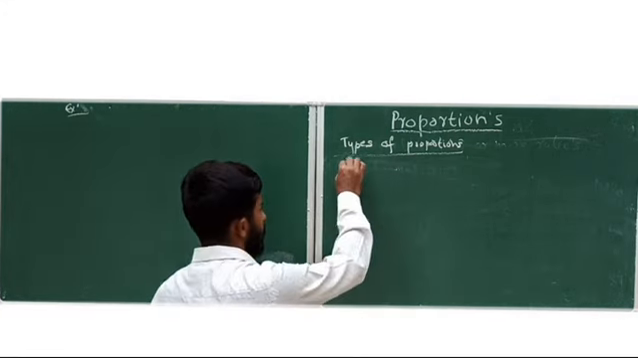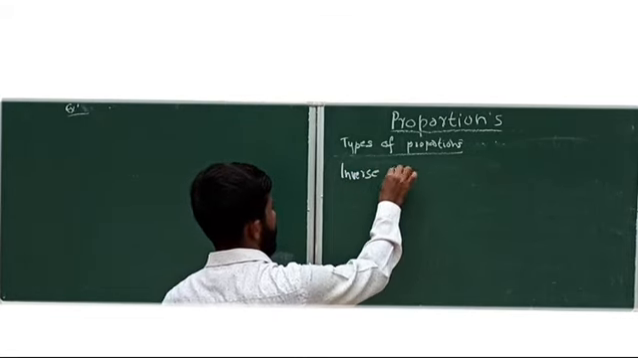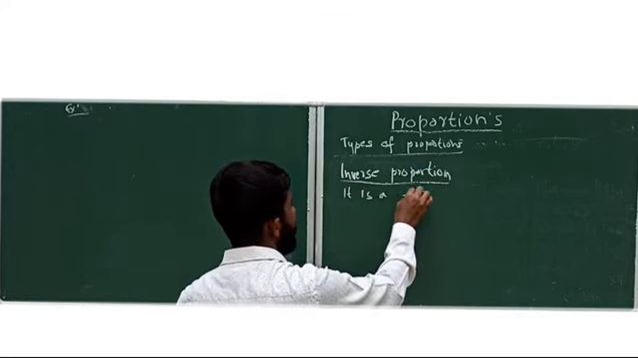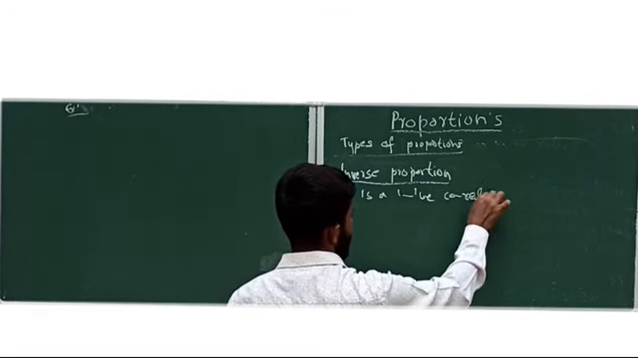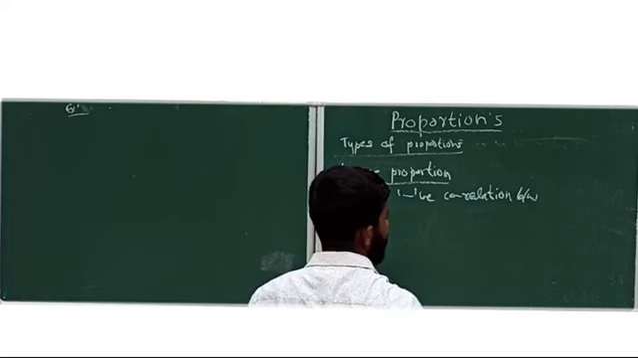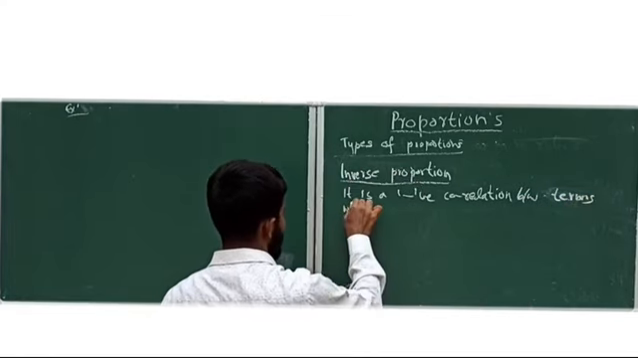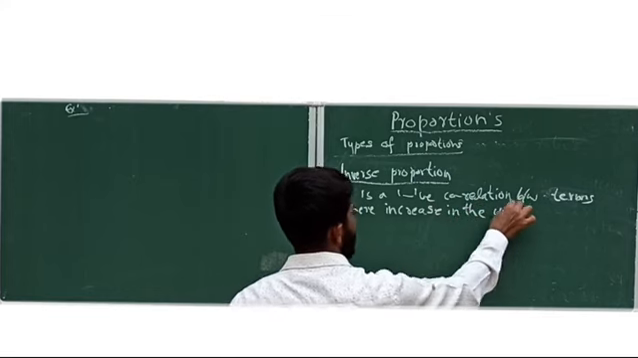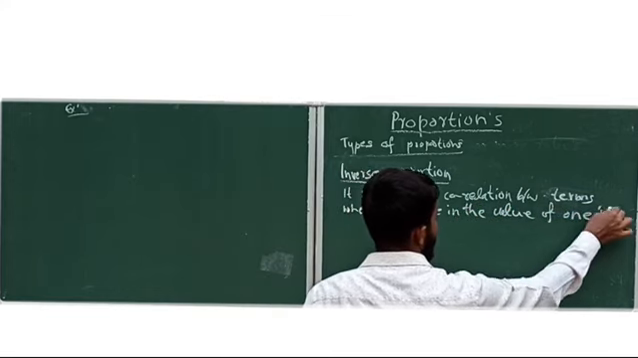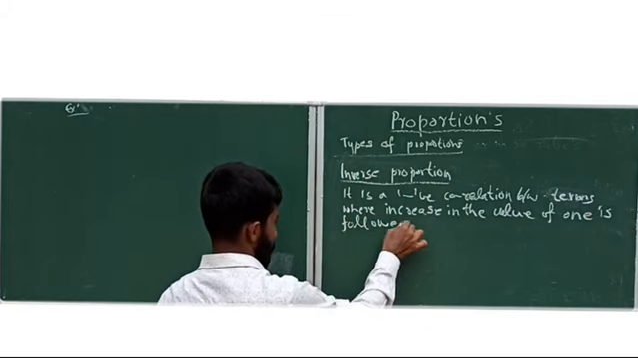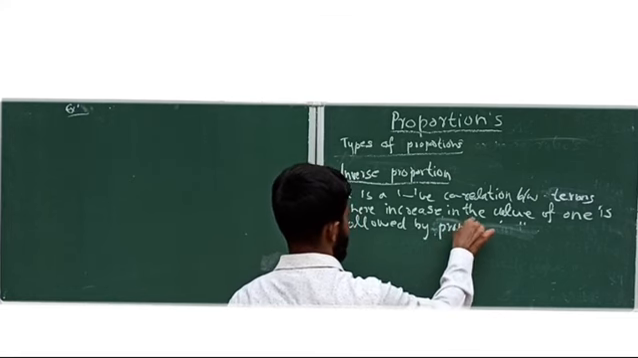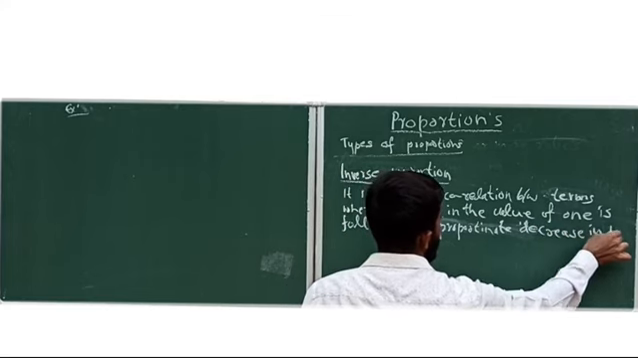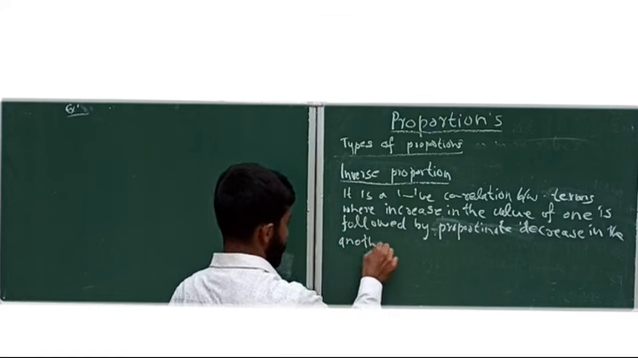Next one is the inverse proportion. It is a negative correlation between terms where an increase in the value of one is followed by a proportionate decrease in the other, and vice versa.